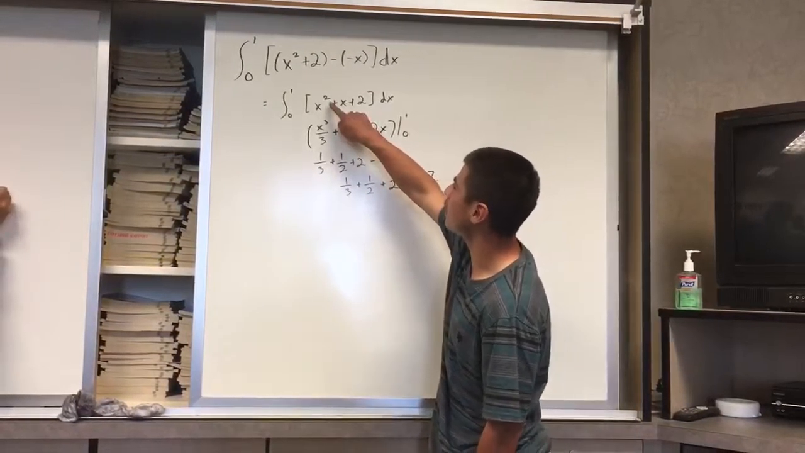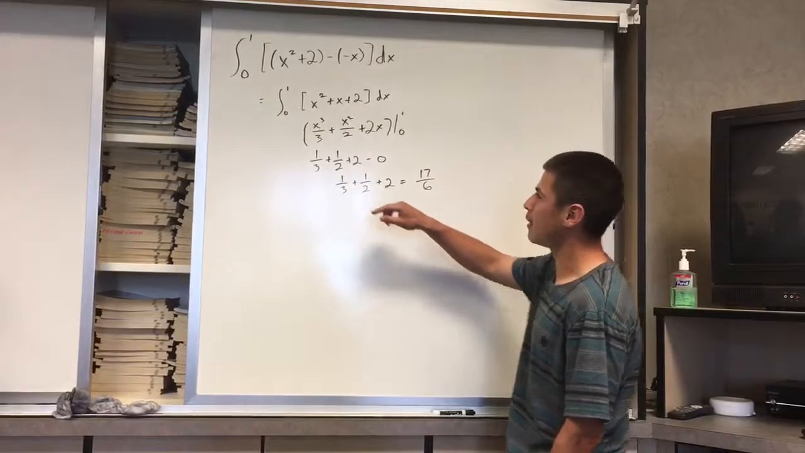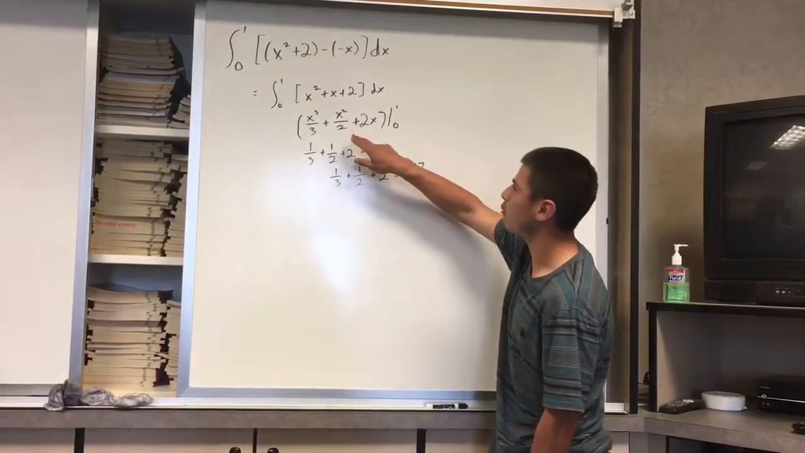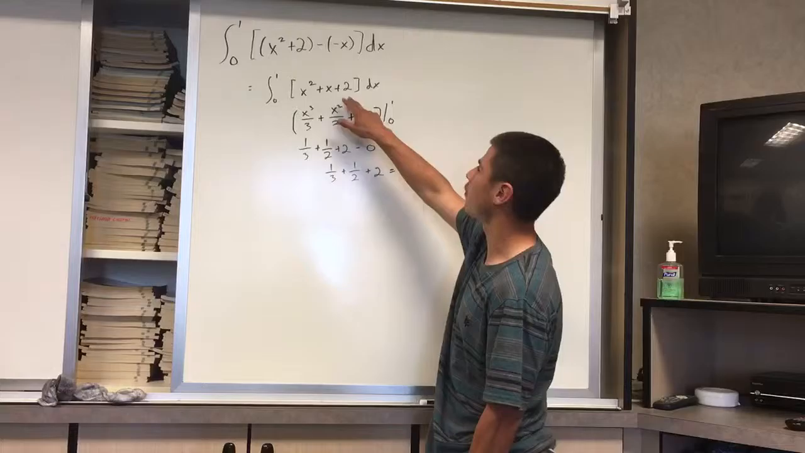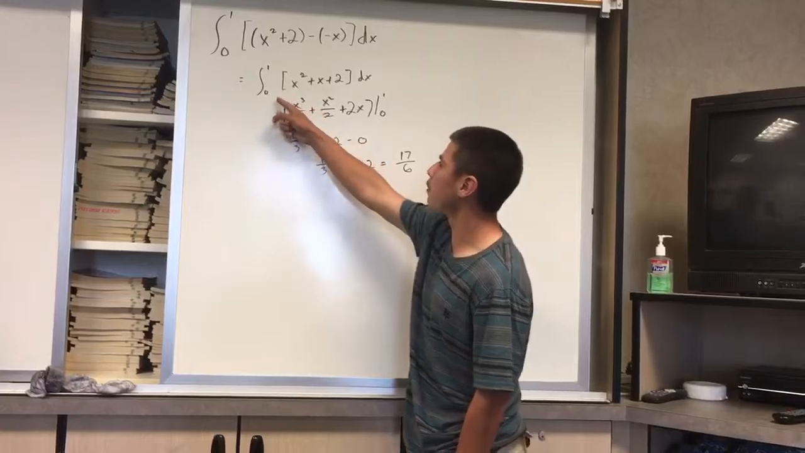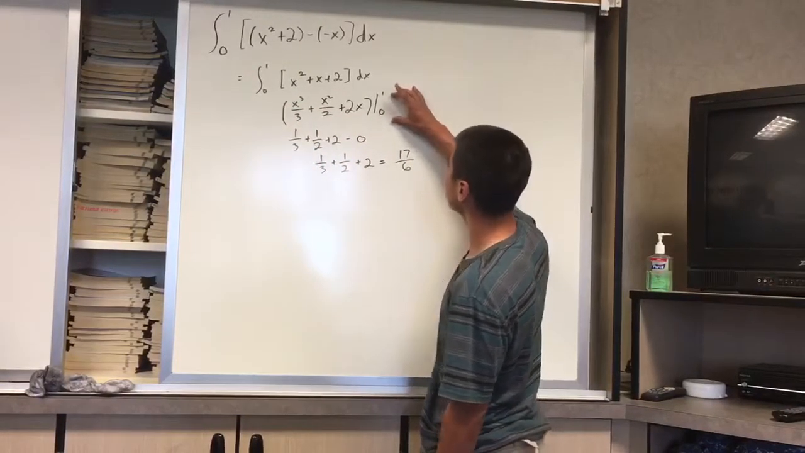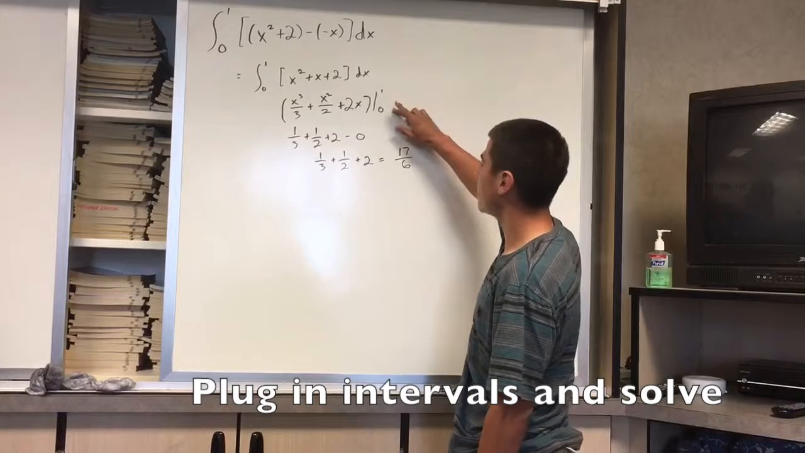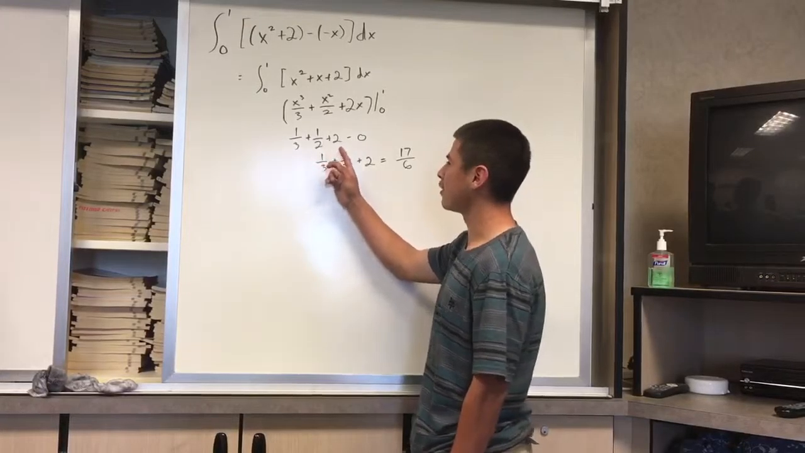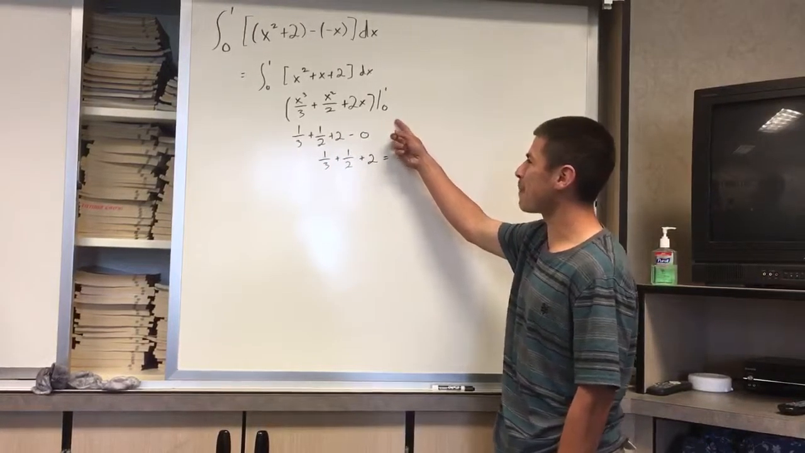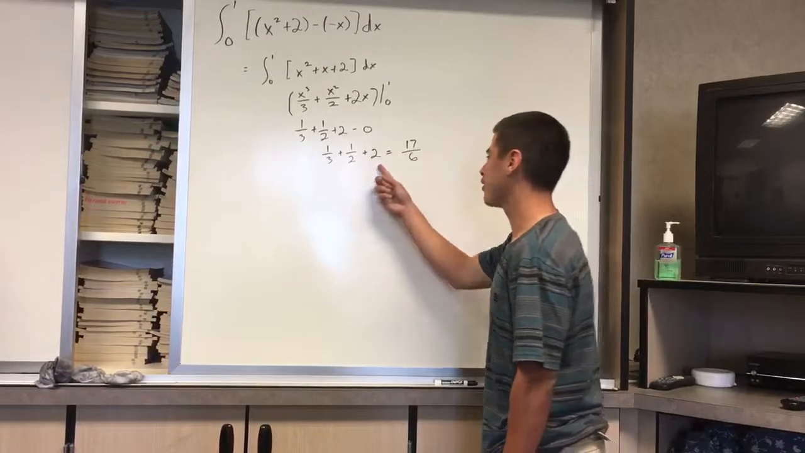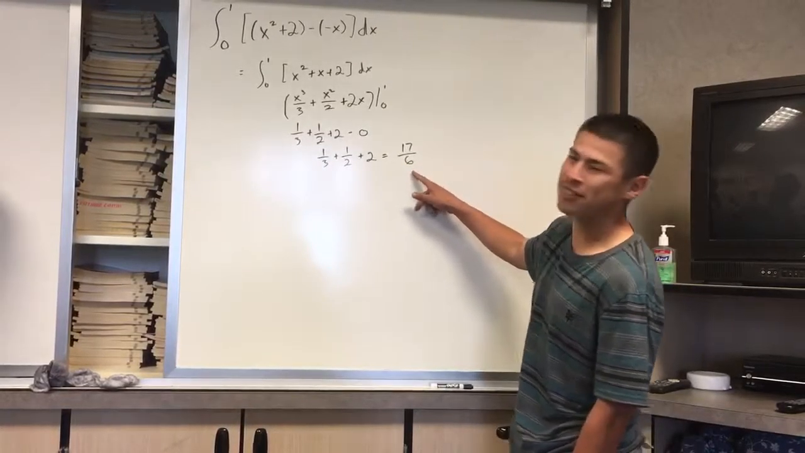So you would add 1 and put that over the new exponent, and you end up getting 1/3 x cubed. Then you do that for the x, so you get 1/2 x squared, and then for the 2, you get 2x. The numbers stay the same because there is no change in variable. So now you plug in 1 and 0. When you plug in 1 for the x, you get 1/3 plus 1/2 plus 2, and when you plug in 0, it all becomes 0. So in the end, you get 17/6.